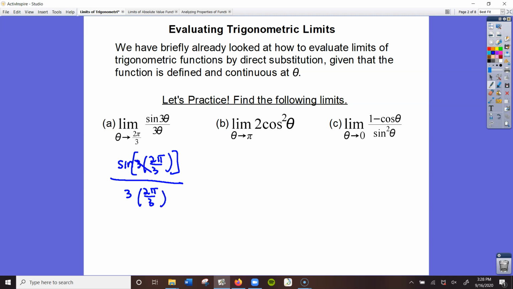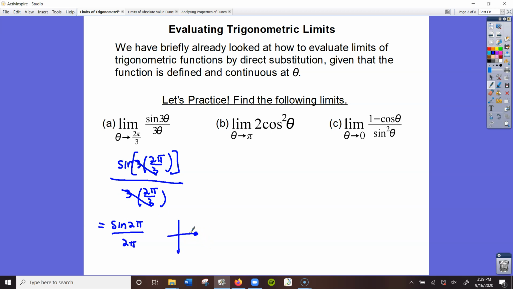Over here in the numerator, the 3's cancel out, and in the denominator, the 3's cancel out as well. So now my simplified version of this function is sine of 2 pi over 2 pi. If you were to look at your unit circle, 2 pi is over here. It goes back to the beginning.